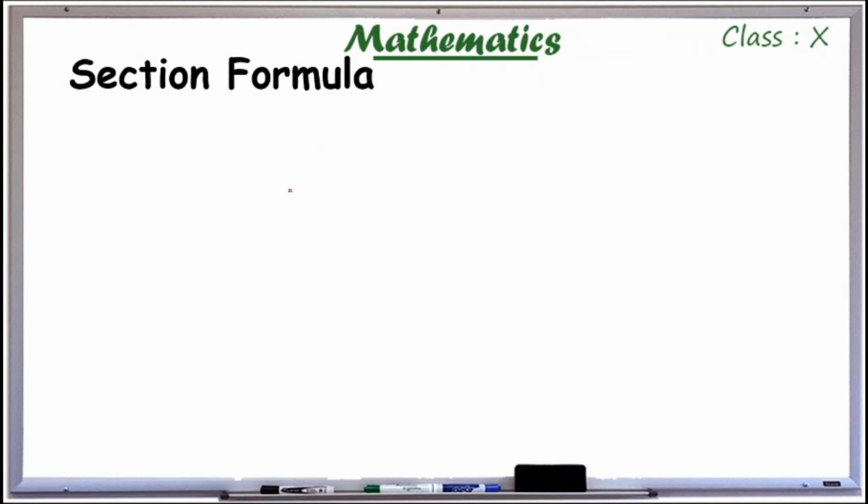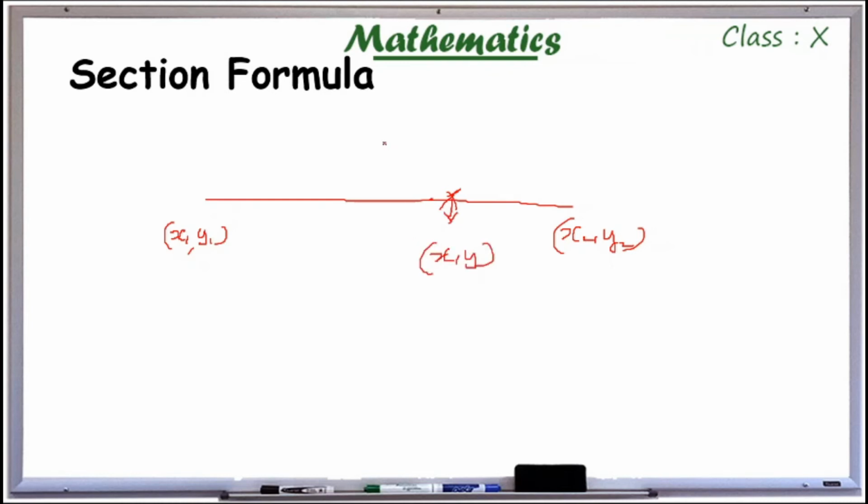So section formula, which means, suppose this is a line, this is x1 y1, the first point, and this is x2 y2. Suppose I made a mark here. This is another point which is x comma y. So this is in the ratio 2:1. Suppose the total length is 3 and I divide it in the ratio 2:1. So if these 2 points are given and also the ratios are given, we can find this point.